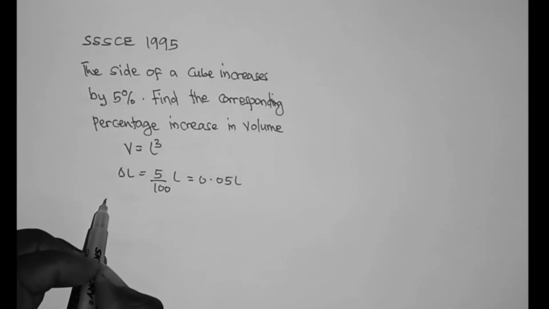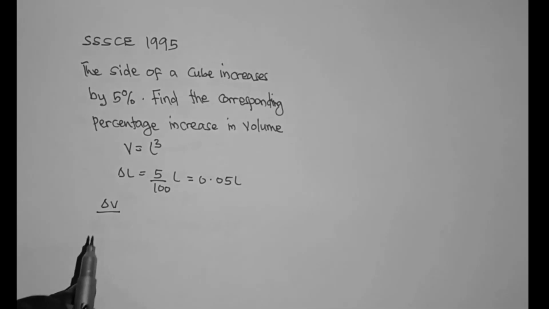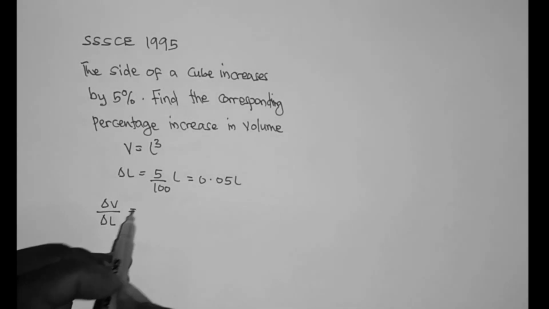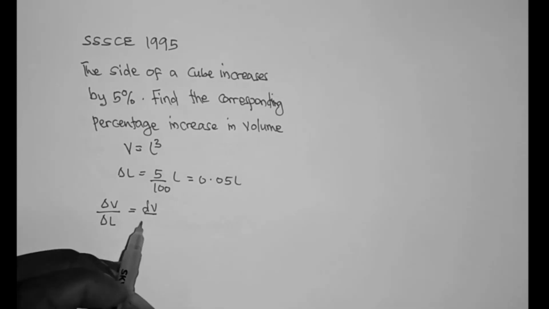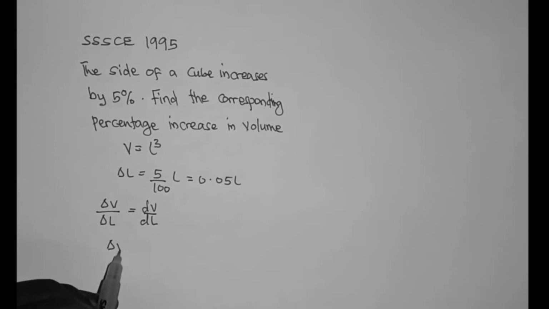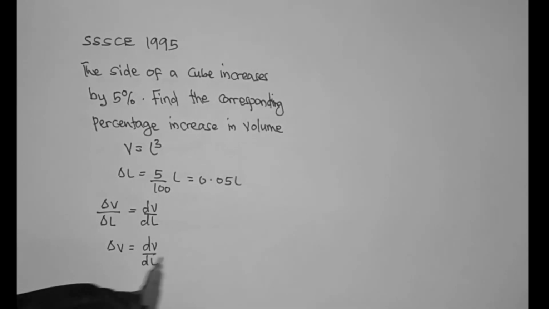But we know that the increase in volume, delta V, with reference to the increase in length, delta L, approaches dV/dL. So the increase in volume, delta V, is equal to dV/dL times delta L. So now, let's find dV/dL. What is dV/dL?